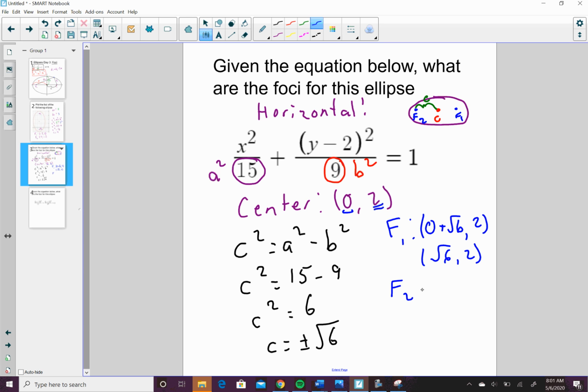F2 is the same thing, except in this case, I went back. I went negative in the x direction, so that's 0 minus square root of 6, comma 2, which is the same thing as negative square root of 6, 2. So those are my two coordinates in this case.